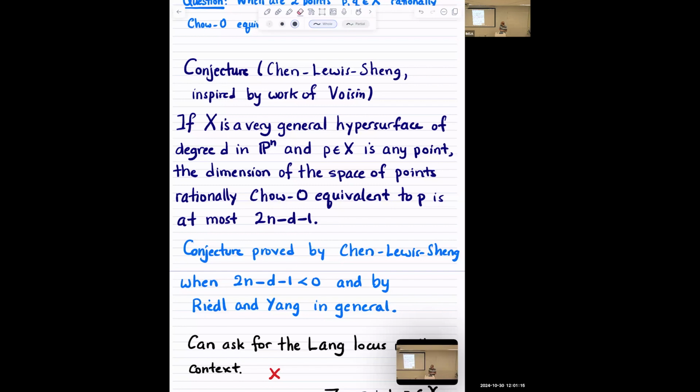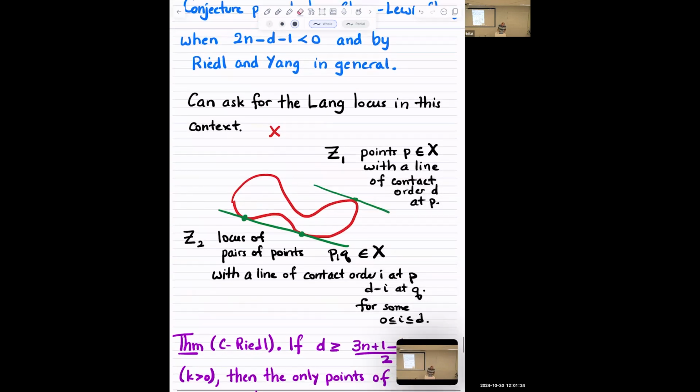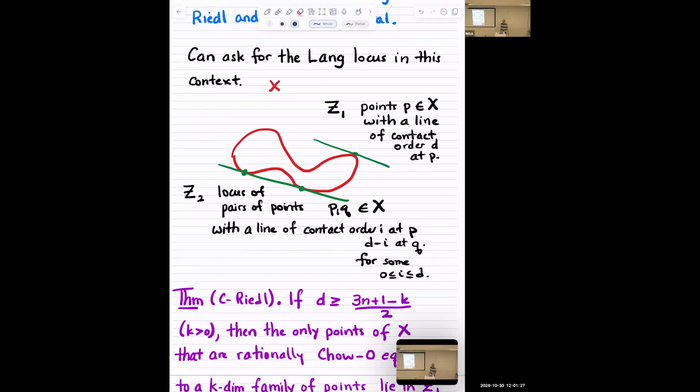So again, we can ask, what's the Lang locus or the analog of the Lang locus in this context? So let's define two loci. Again, what I should do is take my hypersurface X. I drew my hypersurface as this blob. So here's our X. And then there are two loci here that are interesting.